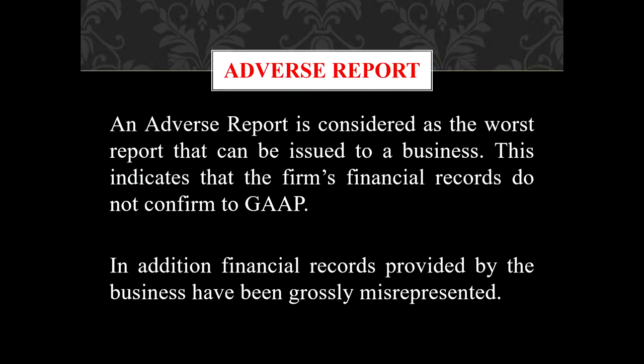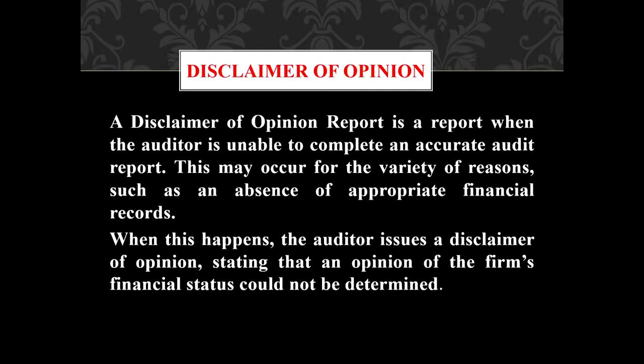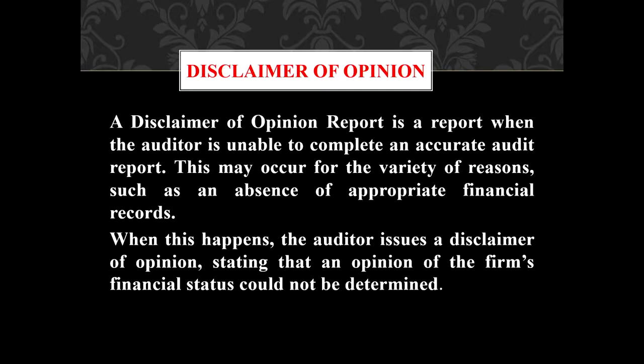The last report is the fourth type, which is called disclaimer of opinion. A disclaimer of opinion report is issued when the auditor is unable to complete an accurate audit report. This may be due to various reasons, such as inappropriate record maintenance or absence of appropriate records. When this happens, the auditor is supposed to issue a disclaimer of opinion stating that the opinion of the firm's financial status could not be determined. So, these are the various types of reports which can be issued by an auditor.